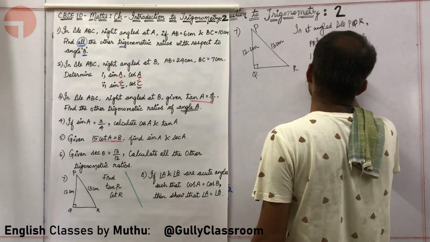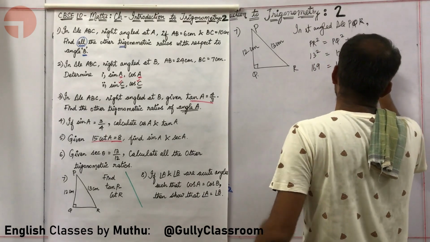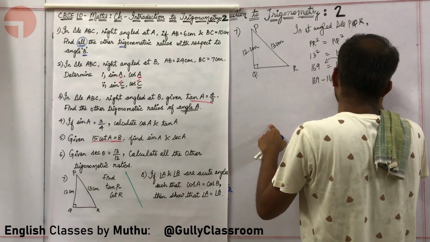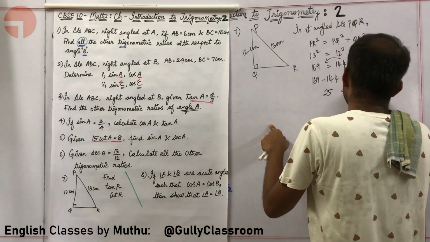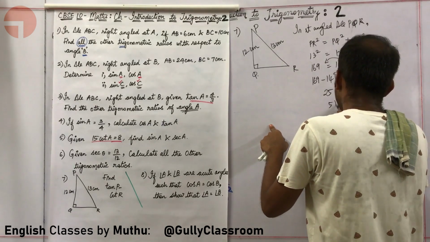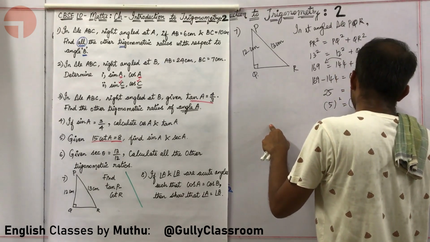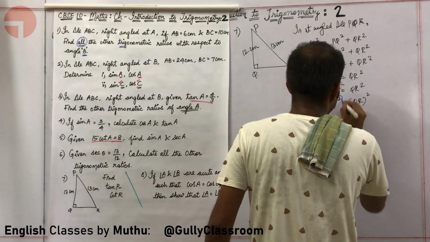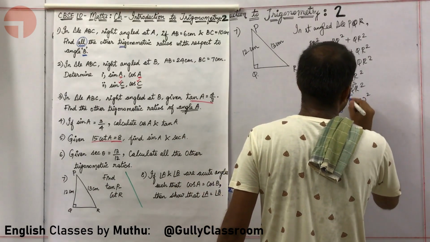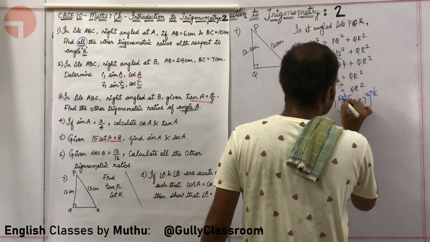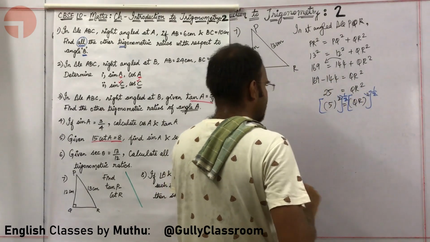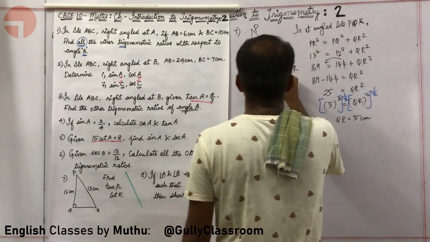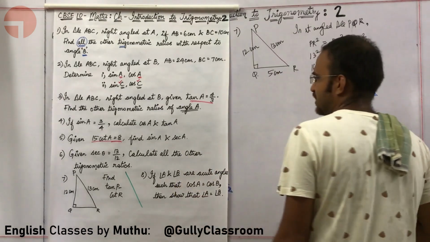QR we need to find. So this is going to be 169 equals 144 plus QR square. I need to bring this over here. 169 minus 144 is equal to QR square. 25 is equal to QR square. 5 whole square is nothing but QR square. So what I need to do? I need to apply root on both sides. Root is nothing but power of half. This 2 and this 2 will get cancelled. What next? QR can be simply written as 5 centimeters. So I will simply write QR as 5 centimeters.